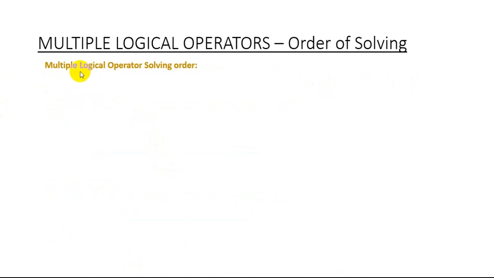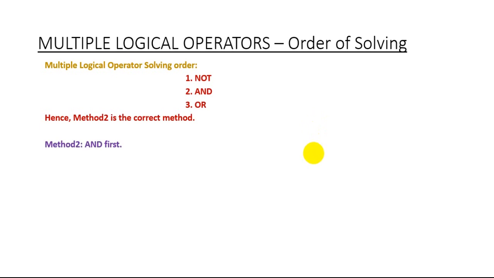The computer's logical operator solving order is: first, if there's a NOT, it will do that first. That is priority number one. Second priority it will give to AND. Third priority only it will give to the OR. So from our previous example, we did it in two methods. The second method is the correct method because in the second method we did the AND first.